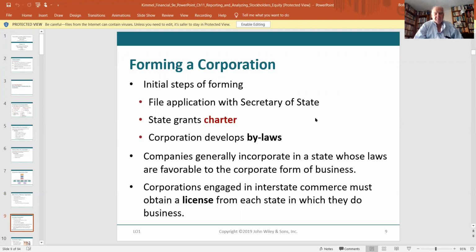You form a corporation, you file with the state, and you're going to get a charter, and you have to follow the bylaws of the state. And you generally incorporate in a state whose laws are favorable to the corporate form of business. Do you know what state is very, very popular, Derek, for corporations to register? No. Delaware, of all places. A lot of major corporations are incorporated in Delaware, where the restrictions are loose.